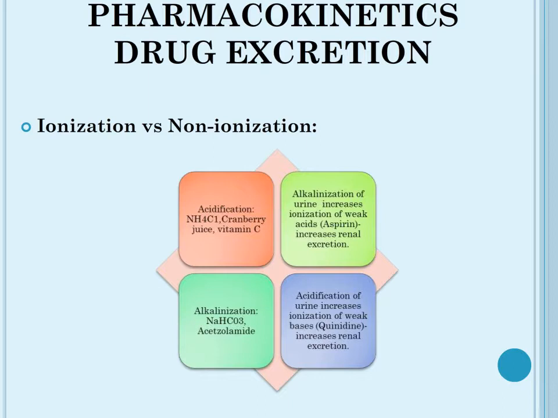Conversely, if you make the urine more alkaline, you will increase the ionization of weak acids and therefore increase the renal excretion of weak acids, for example, in a situation of aspirin overdose. Ammonium chloride, cranberry juice, and vitamin C will acidify urine, and sodium bicarbonate and acetazolamide, which is your carbonic anhydrase diuretic, will make the urine much more alkaline.